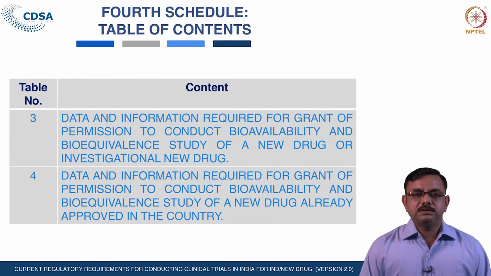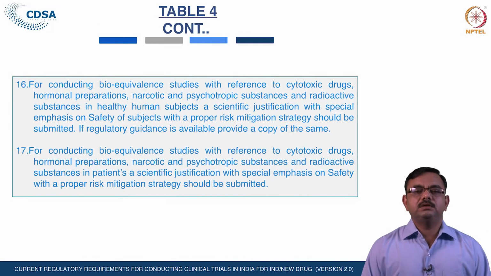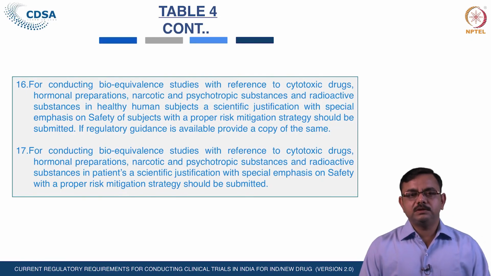Table number 3 is the data and information required for grant of permission to conduct a BA/BE study of a new drug already approved in the country. So if the drug is already approved, then some data can be abbreviated or omitted, otherwise the data we have seen in the previous slide would be the same data. So you can see this is the COA and the details of the drug, and details of the study conducted.